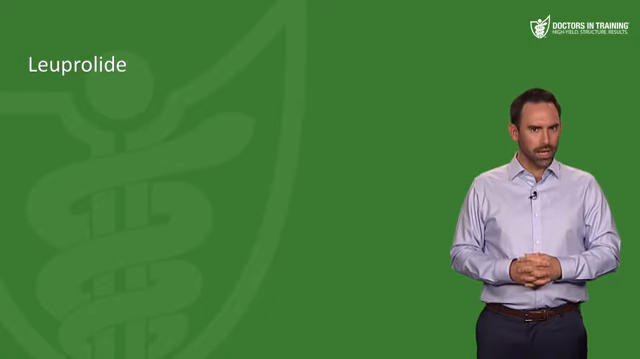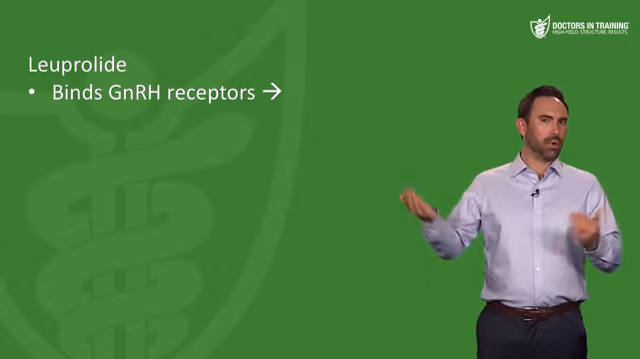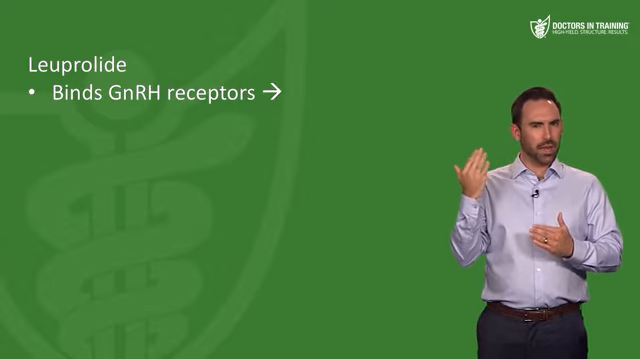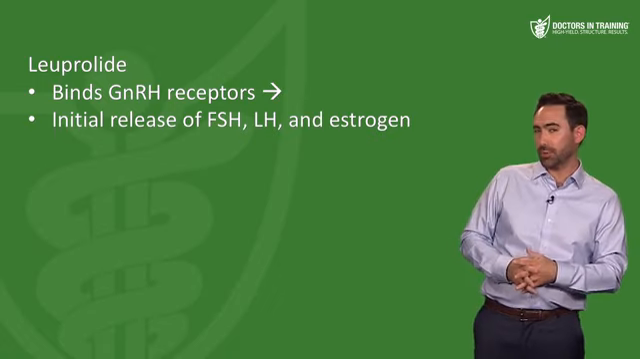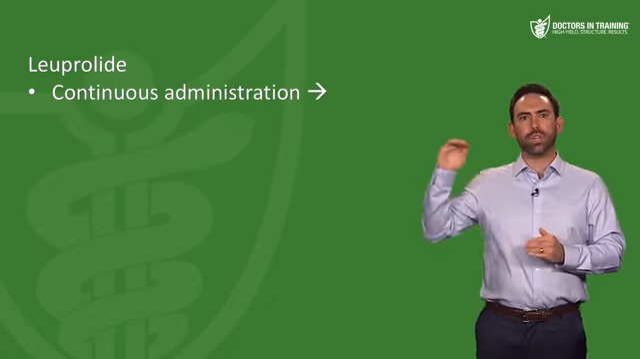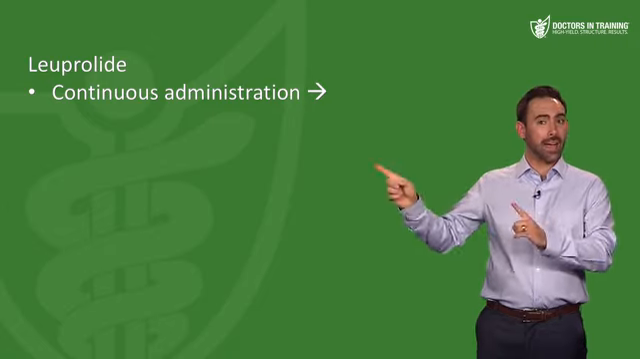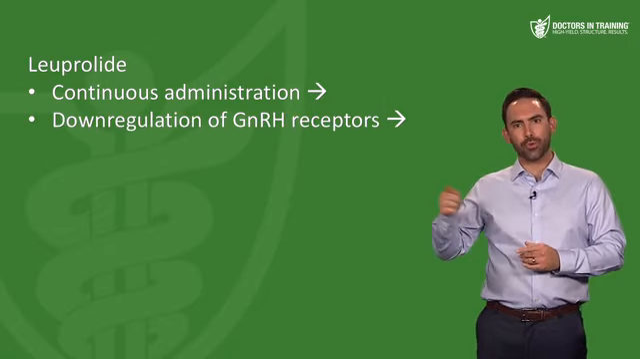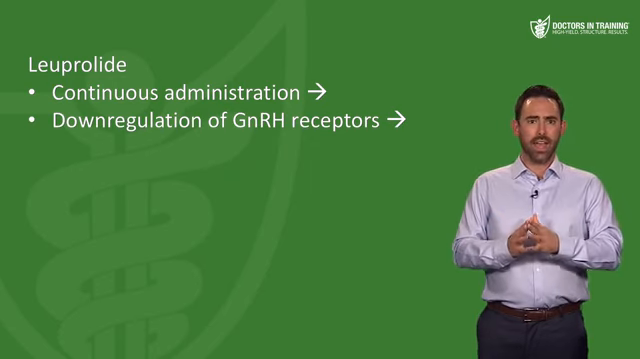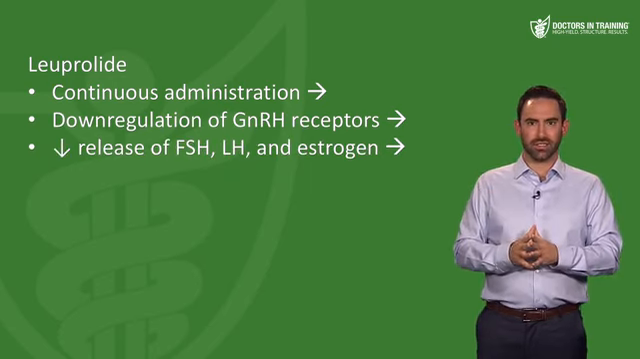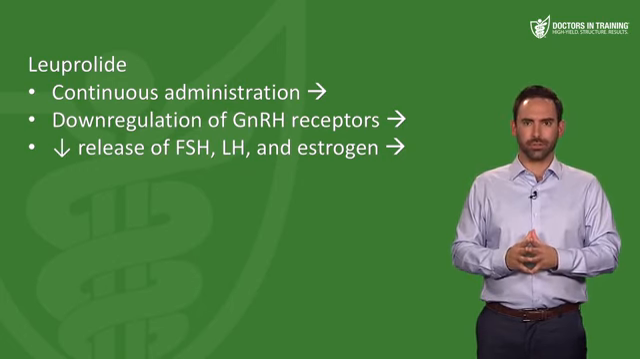So when you give leuprolide, it's an agonist, right? So it binds to the GnRH receptors. And at first, you get a big release of FSH and LH, and therefore estrogen. But if you keep giving leuprolide after that initial flare, there's downregulation of the GnRH receptors in the pituitary. So then FSH and LH are not released, and there's a subsequent fall in estrogen levels.